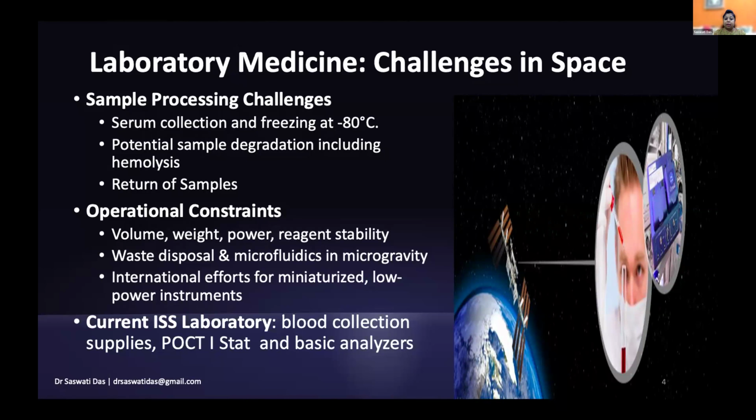So as I was telling, blood collection supplies are very limited on ISS, and currently a point-of-care testing device known as i-STAT, which is manufactured by Abbott and has been used in microgravity, is present on the ISS for testing the astronauts. And there are certain basic analyzers, but there also some degradation in the reagents has been observed. There is a centrifuge machine, and there is a -80 degree freezer at the ISS. These capabilities are already there.